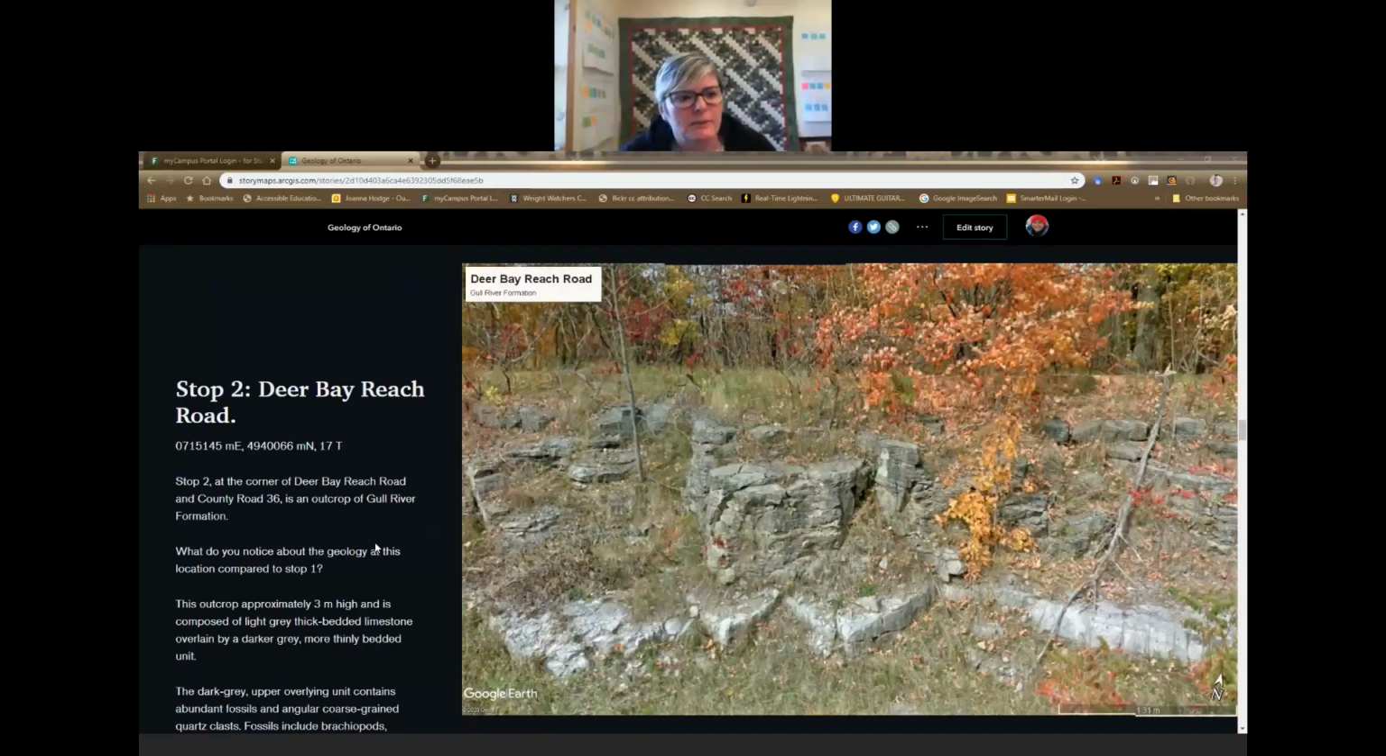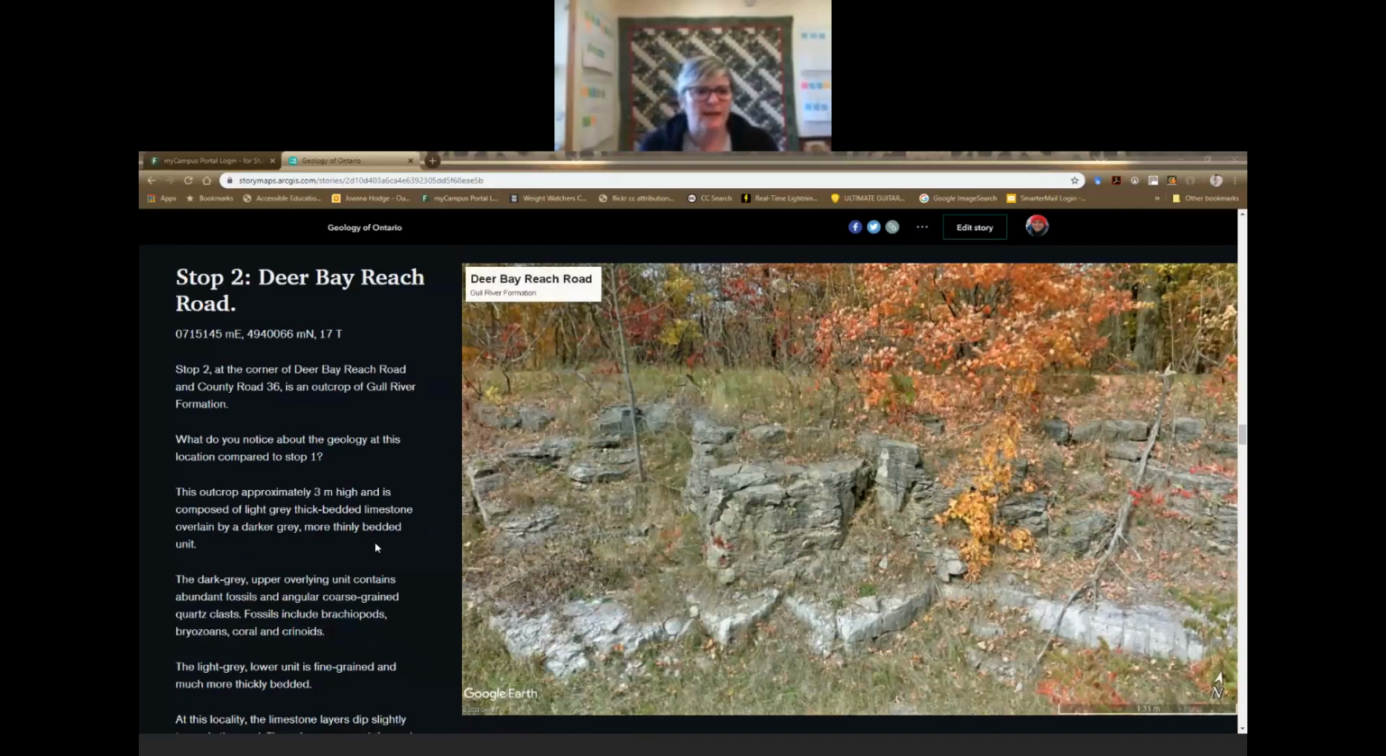So this is stop number 2, which is at the intersection of Deer Bay Reach Road and County Road 36. So this is just to the north of Buckhorn. What we're looking at here is an outcrop of Gull River Formation, and it looks extremely different to what we saw at the Verulam Formation.